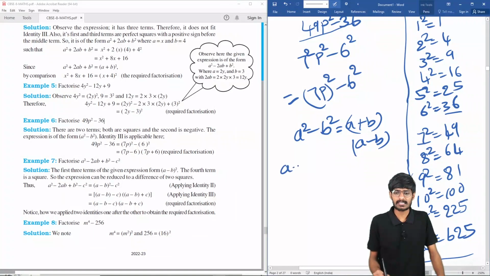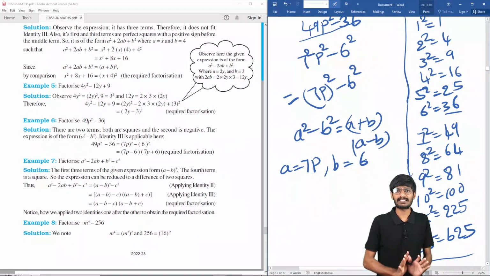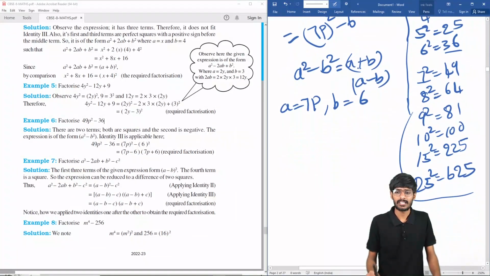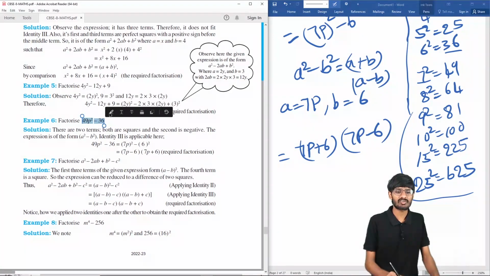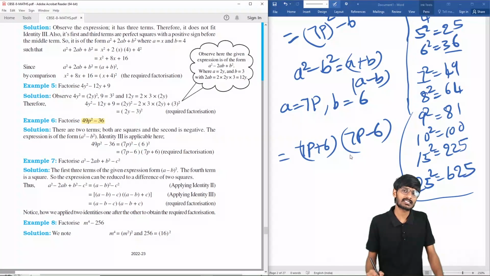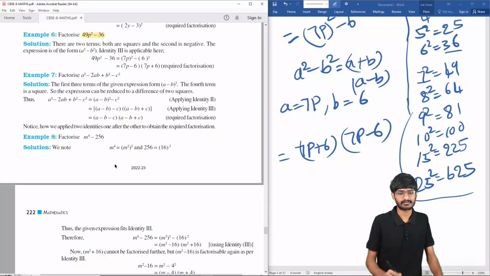So here a is 7p and b is 6. How can we write it? We can simply write it as (a plus b) into (a minus b), which means (7p plus 6) into (7p minus 6). So that is the way of doing the task. So the factors for 49p square minus 36 are (7p plus 6) into (7p minus 6). So that is the way of doing it, students.